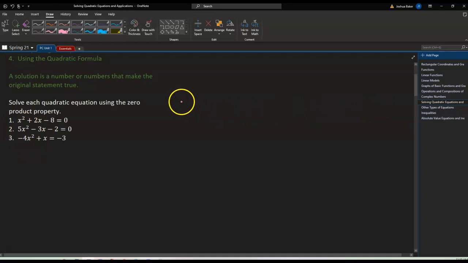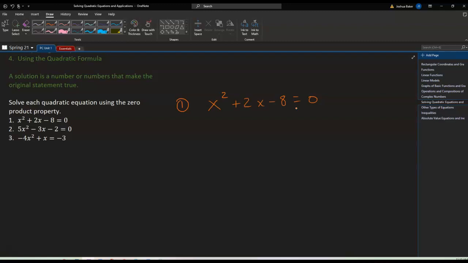So if we look at number 1 here, I've got x squared plus 2x minus 8 equals 0. And if you are rusty on factoring or things like that, there are plenty of places where you can go and find videos for practice. I'm going to show you the way that I do it and kind of move on from there.